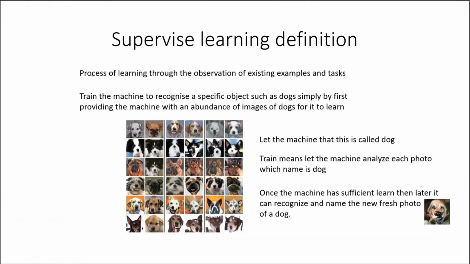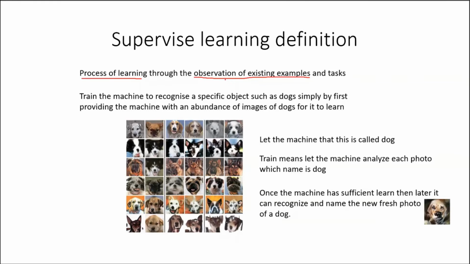So it is a process of learning. Remember that it is a process of learning through observation of existing examples. So these are two key words. In other words, supervised learning is learning through the observation of existing examples, and we humans supervise it. We don't let the machine learn by itself, but we feed it examples. We tell it this is a dog, do this and do this. That means the learning is being supervised.